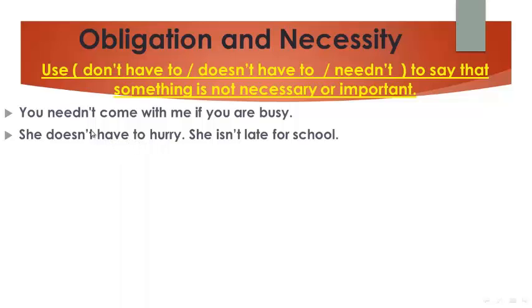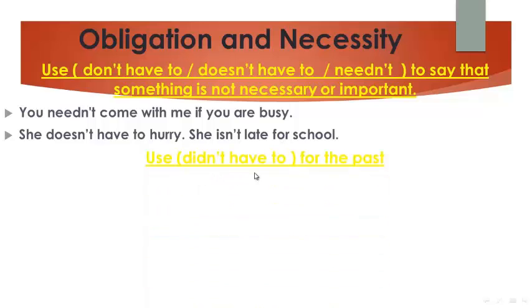Okay, she needn't hurry. So we use don't have to, doesn't have to, or needn't to say that something is not necessary or not important. Okay, you needn't come with me if you are busy. She doesn't have to hurry. She isn't late for school.